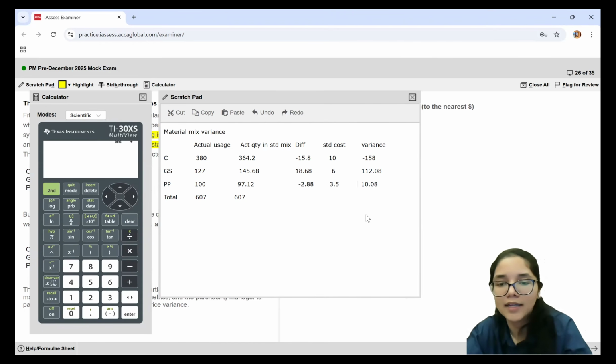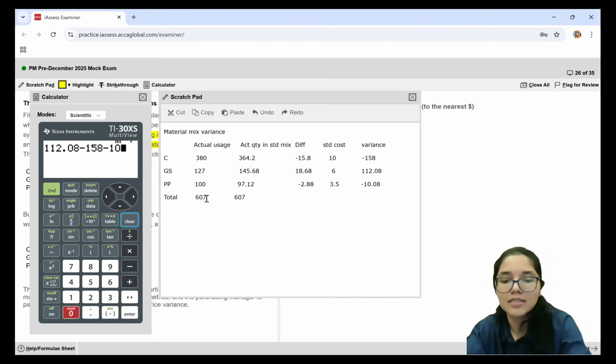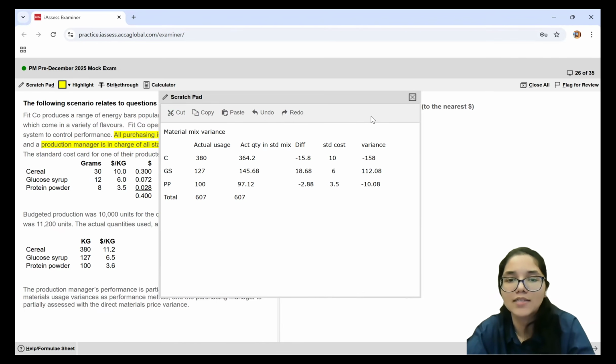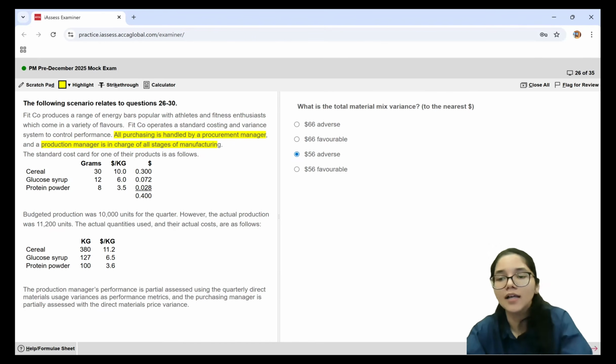This is going to be negative 158, and then I will be able to get to my answer: 112.08 minus 158 minus 10.08. So that gives you minus 56 as your answer. So 56 adverse should be picked up as our final answer.